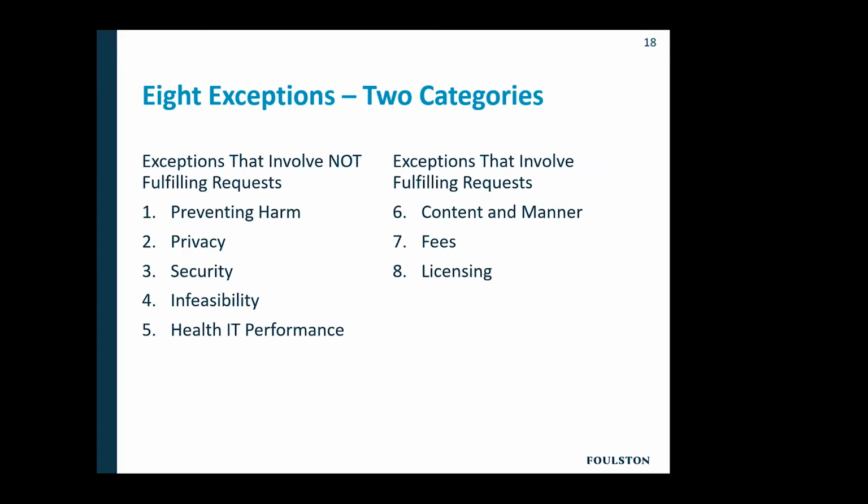The final element, the 6th element, is that an actor will not be engaging in information blocking if the practice meets a regulatory exception. The ONC defined 8 different regulatory exceptions as part of the final rule, and they categorized the 8 exceptions into 2 different categories. One category is the exceptions that involve not fulfilling requests, so when you can deny or interfere with a request for access, exchange, or use and not be in violation of the information blocking rule. And then the second category is exceptions that involve fulfilling requests, but maybe not as requested, or the fact that you could charge fees is that second one.